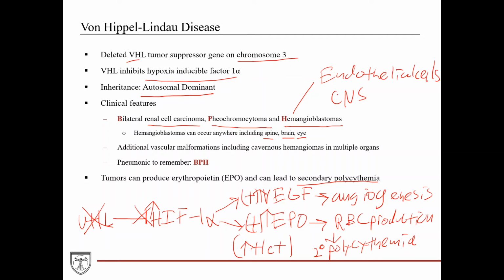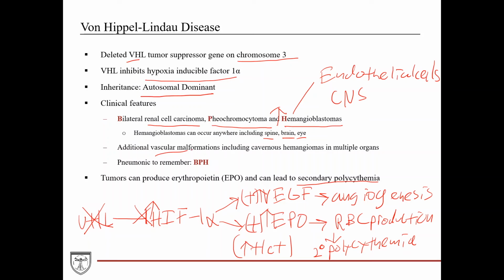And the thing is since they're composed of endothelial cells, the problem is that HIF1 alpha, acting completely unregulated because of the absence of VHL, by stimulating VEGF and erythropoietin, it stimulates the production and the growth of hemangioblastomas.